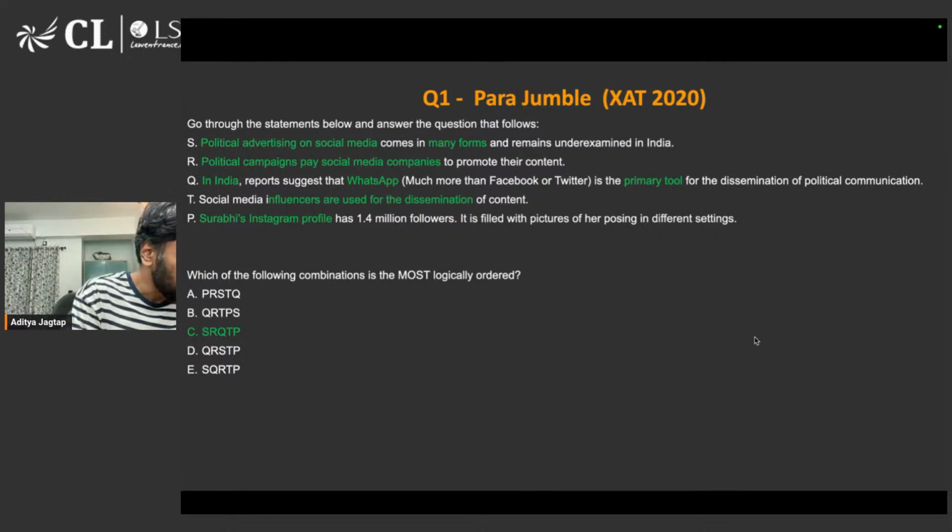If you notice this overlap of information I just marked for you, political advertising on social media companies comes in many forms. Social media companies are paid. WhatsApp is the primary tool. An example of a social media company which is being used. Influencers such as Survey are used for dissemination of content. So SRQTP is the right answer.